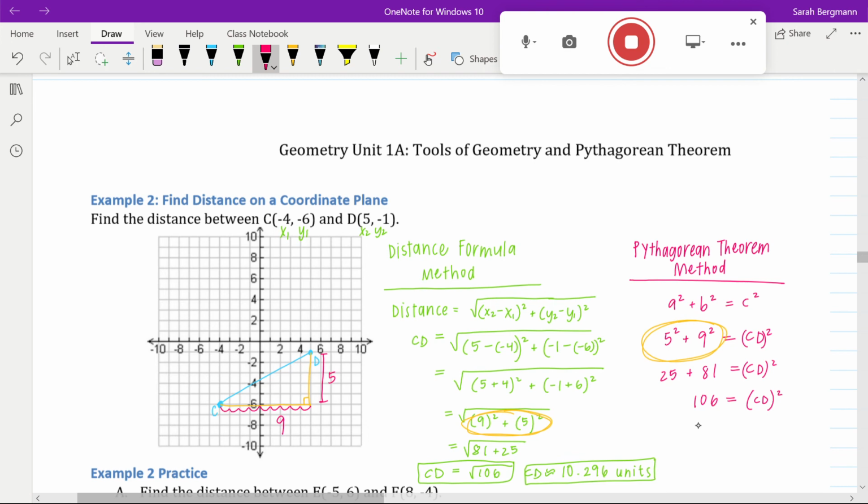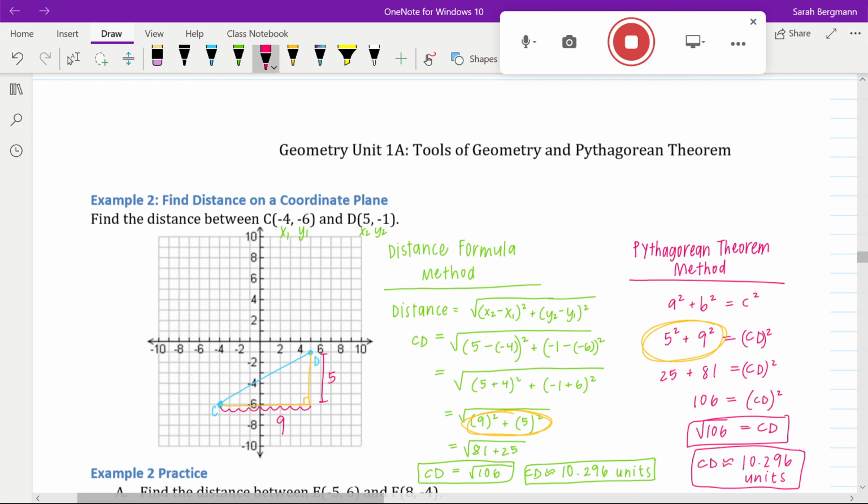To get CD by itself, we must square root both sides. And we get the same answer that we had using the other method. Again, you could approximate it by plugging in square root of 106 to your calculator. Either method that you choose should get you the correct answer. You don't have to know both methods. You need to know one method and become a pro at it.